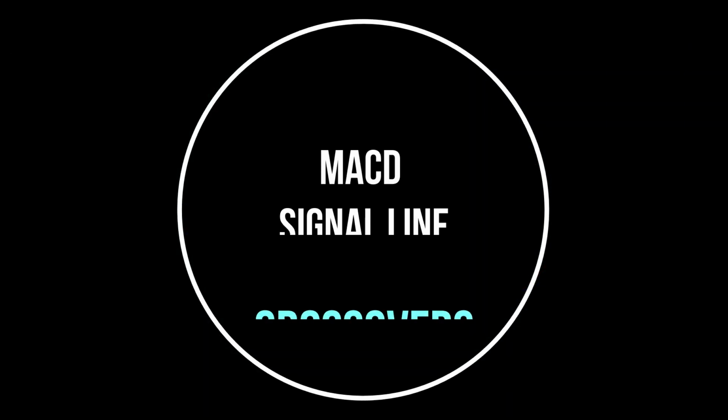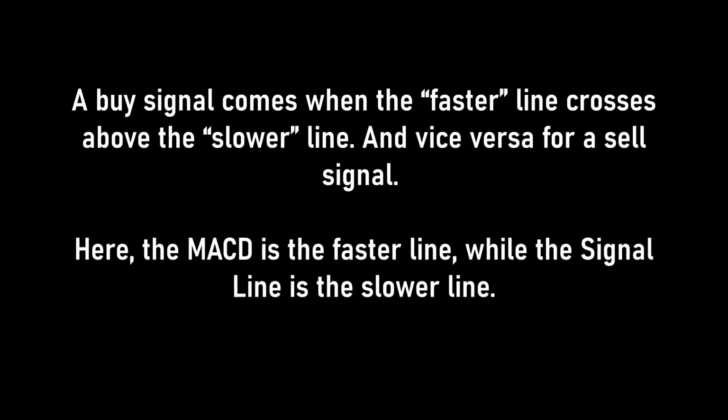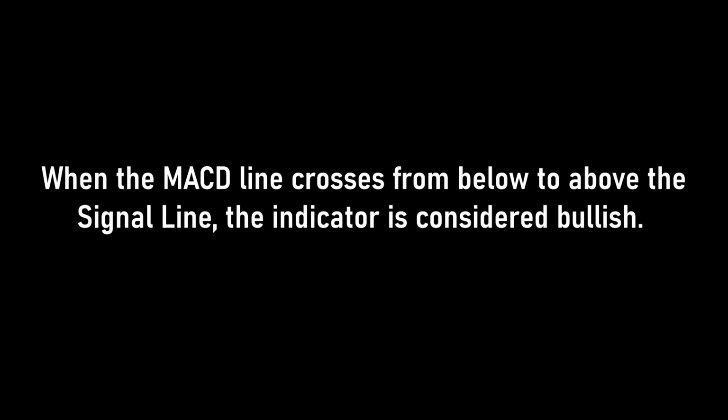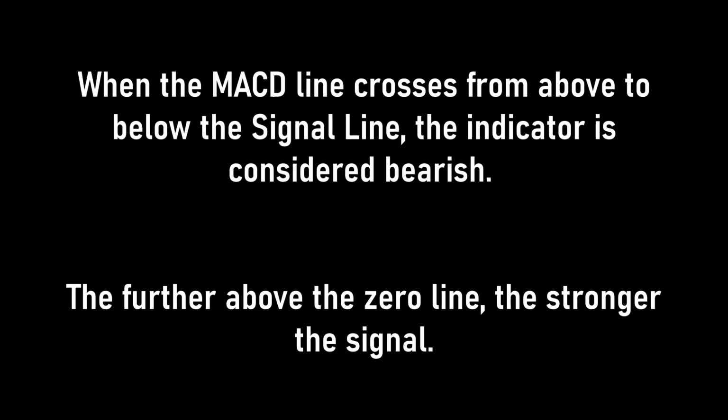2. MACD signal line crossovers. Like with most crossover strategies, a buy signal comes when the faster line crosses above the slower line, and vice versa for a sell signal. Here, the MACD is the faster line, while the signal line is the slower line. When the MACD line crosses from below to above the signal line, the indicator is considered bullish. The further below the 0 line, the stronger the signal. When the MACD line crosses from above to below the signal line, the indicator is considered bearish. The further above the 0 line, the stronger the signal.